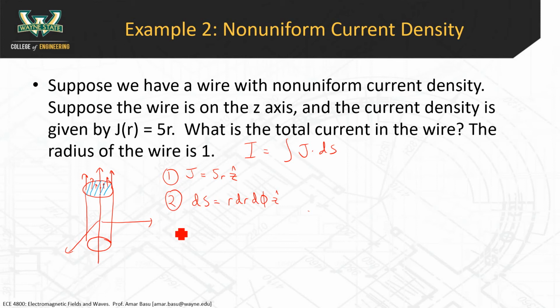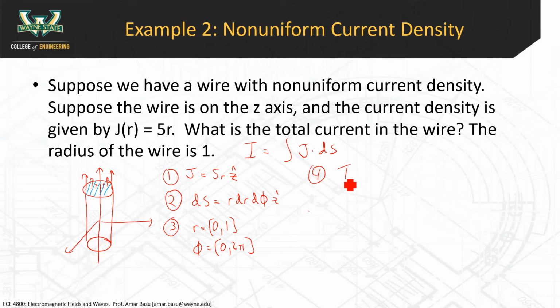All right, so step 3, the limits of integration. So if we want to integrate over this disk, r is going to go from 0 to 1, and phi is going to go from 0 to 2 pi. And the fourth step is where we just do the integral.